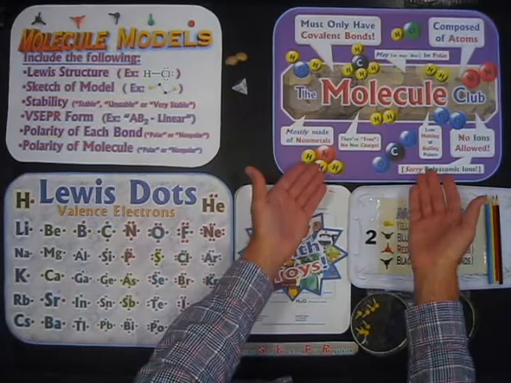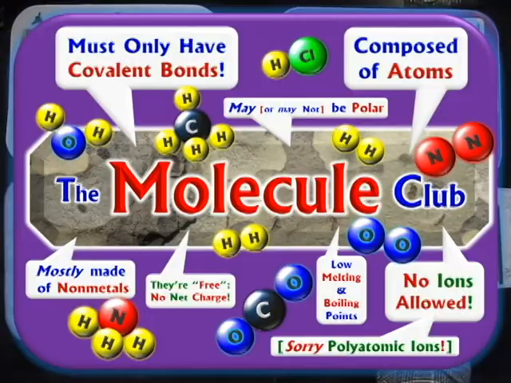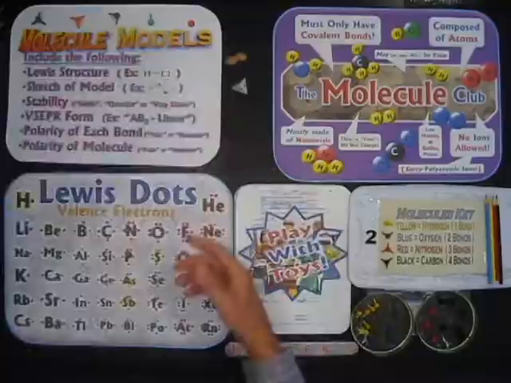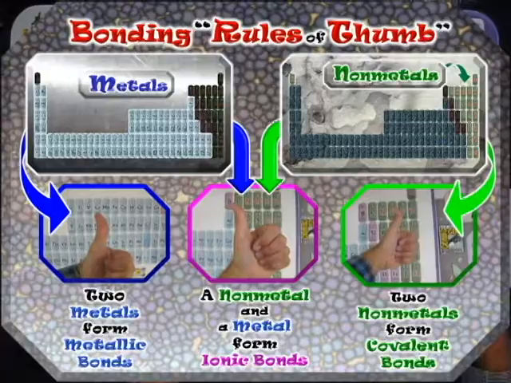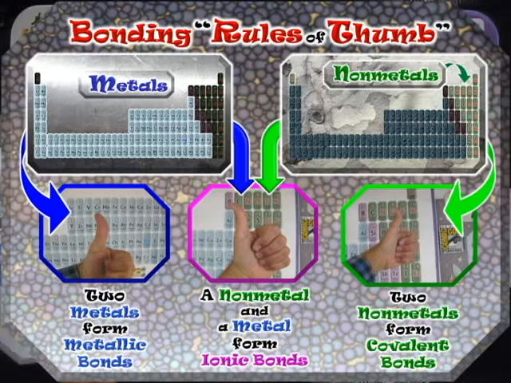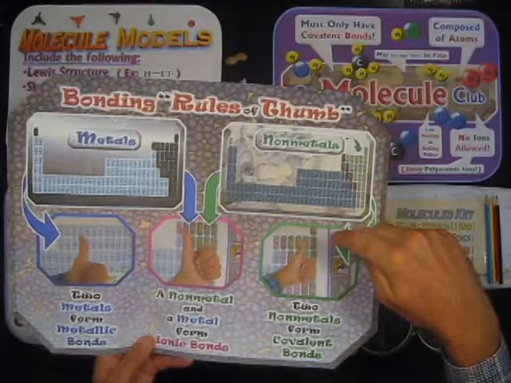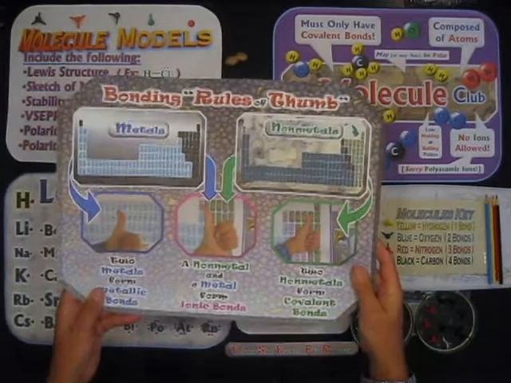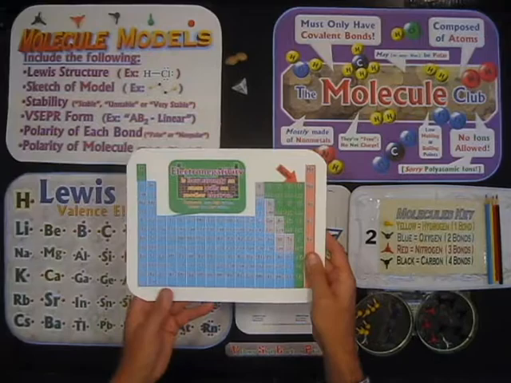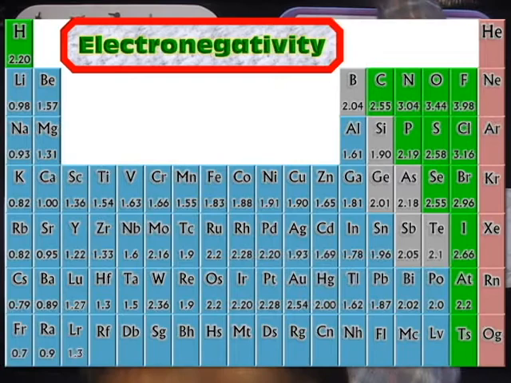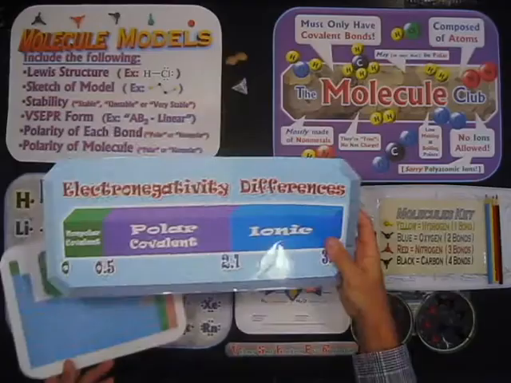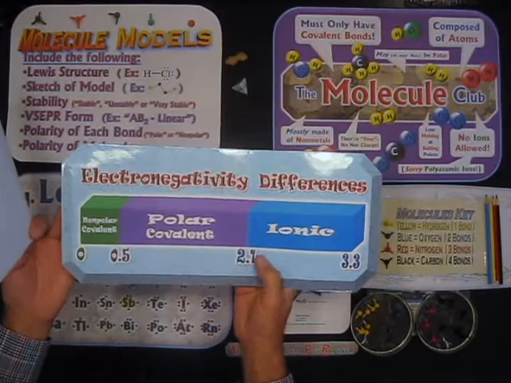Okay, the ones that get into the molecule club, of course, according to the rules of thumb, should be non-metals, because you need to have covalent bonds. So non-metals form covalent bonds for the most part. And that is true because the difference of electronegativity between any two non-metals is never going to be big enough to make an ionic bond. So it is true that non-metals can only make covalent bonds between each other, between two non-metals.